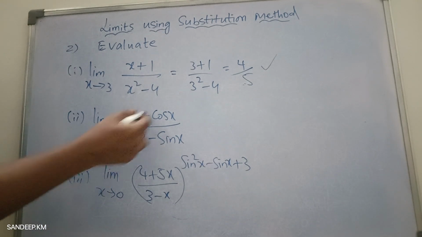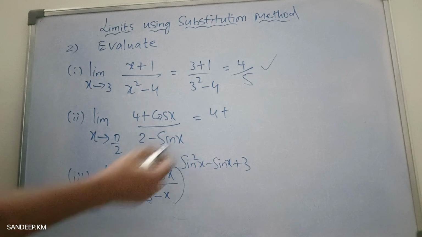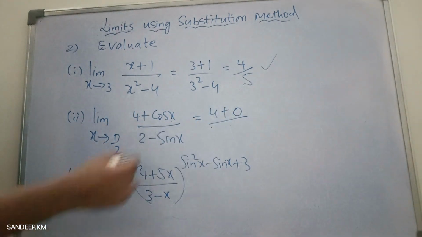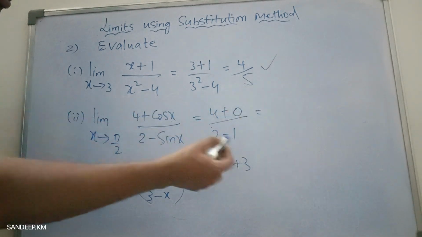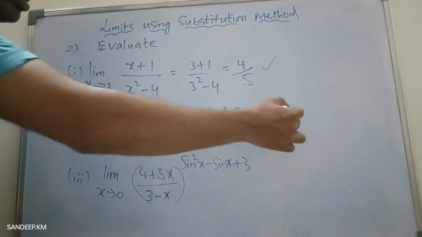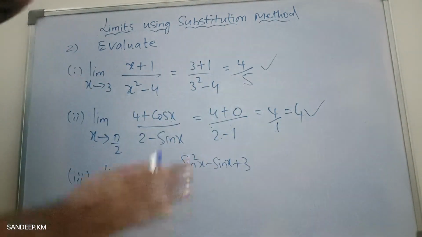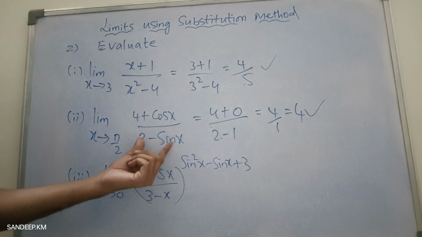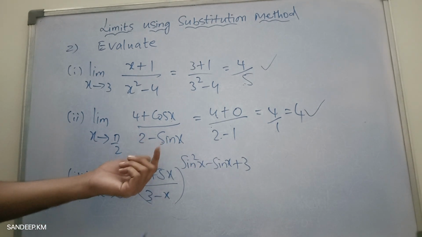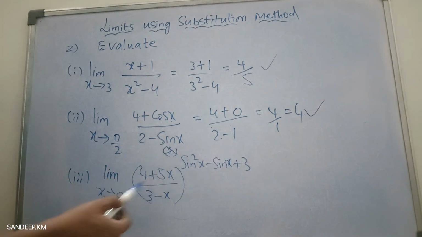Next, here also you can substitute directly. So 4 plus cos pi by 2, since the x value is pi by 2. Cos pi by 2 is 0, divided by 2 minus sin pi by 2, which is 1. So it is equal to 4 by 1, which is nothing but 4. The answer is a finite number, so it is correct. And at the same time, wait. The denominator is 0 if sin x is 2, but sin x cannot be equal to 2. So you don't have to worry about it.